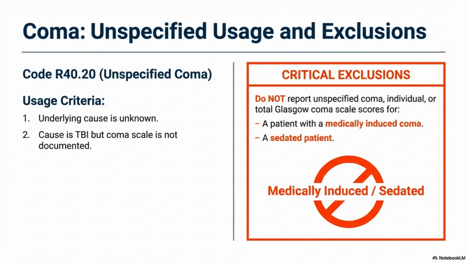Code R40.20, unspecified coma, is used only in very specific situations, mainly when the underlying cause is unknown, or when the patient has a traumatic brain injury but the coma scale wasn't documented. But there are two big exclusions. We never use unspecified coma codes for medically induced comas or sedated patients. Those situations are intentional and controlled, not pathological.